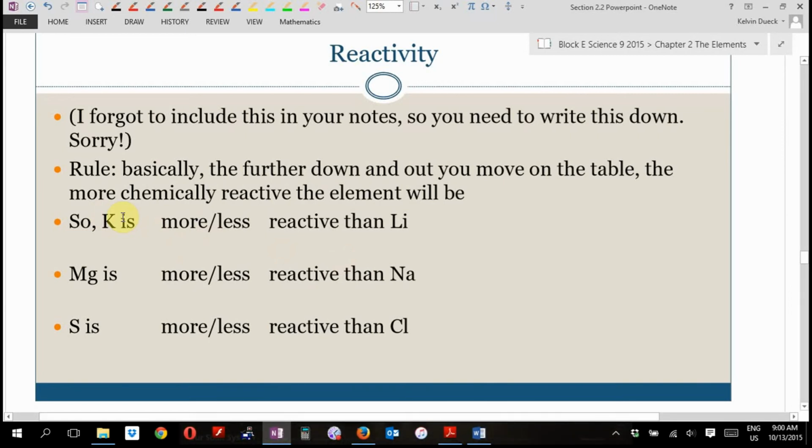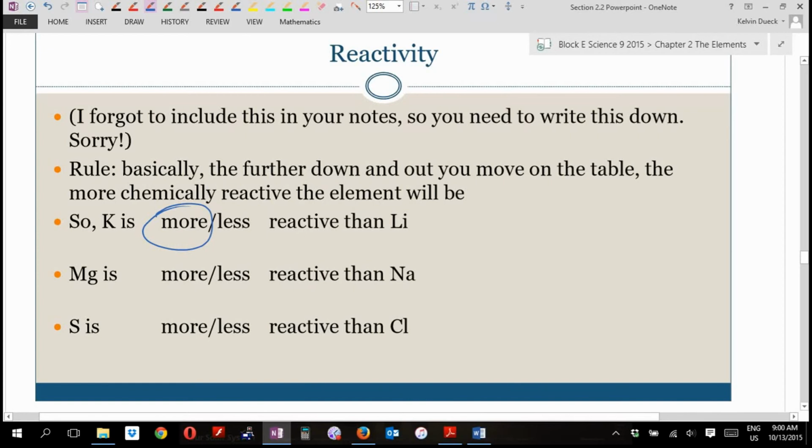Potassium is more or less reactive than lithium? On your pink periodic table, find potassium, find lithium. Lithium is element number what? 3, see it? Potassium is element number what? 19? Okay, to go from lithium to potassium, are you moving down or are you moving out? So you know what? More reactive. As you move down, it's more reactive.